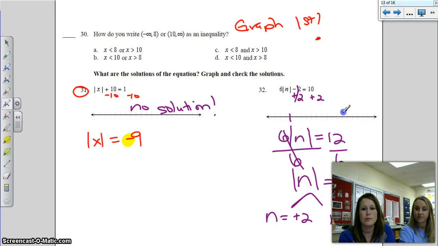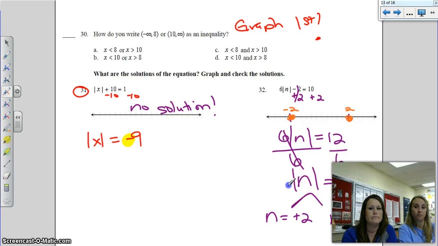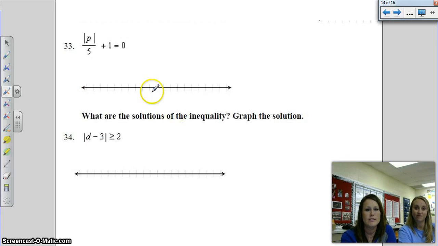So I'm going to slap these on my graph. I'm going to write numbers above because it's kind of messy. So -2 here, positive 2 here, a closed circle and a closed circle, because it's equal to. So that's why they're closed. But then no shading. 34 is the same thing. All of this is the same.